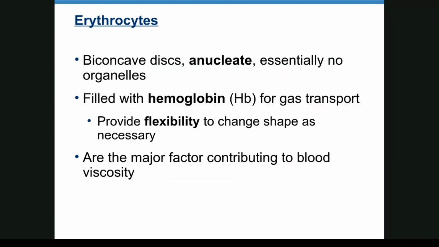Erythrocytes, or red blood cells, are anucleate. That means they have no nucleus, and basically no organelles. They're filled with hemoglobin for gas transport, and that's all they really do. They're flexible, and they change shape, and they can get in and out of little bitty places. And they are the main contributing factor to blood viscosity or thickness.